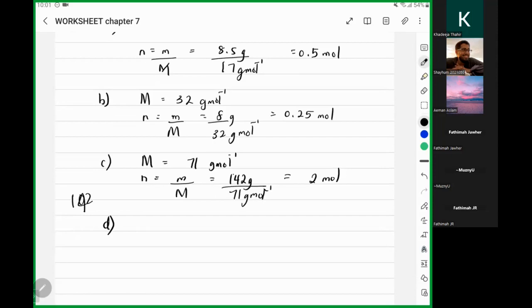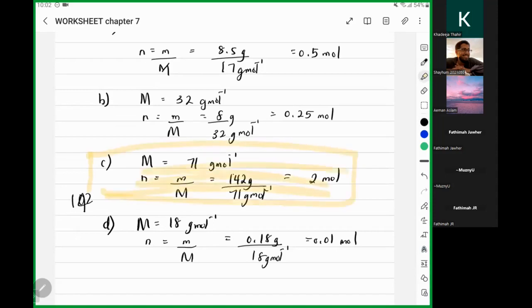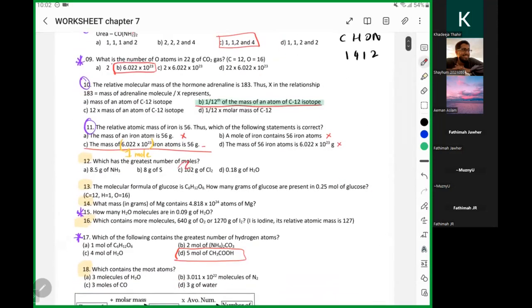Then D is 0.18 grams of water. Water anyway you know is 18. I didn't memorize all these, I have the relative atomic mass and you can find it. Then mass over molar mass will be 0.18 gram divided by 18 grams per mole, 0.01 mole. So your answer is what? This is the largest. So the answer is C. So the 12th one answer is C. Make it 142. Okay. Clear?